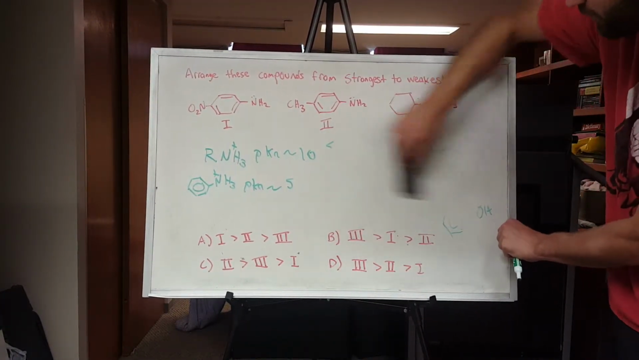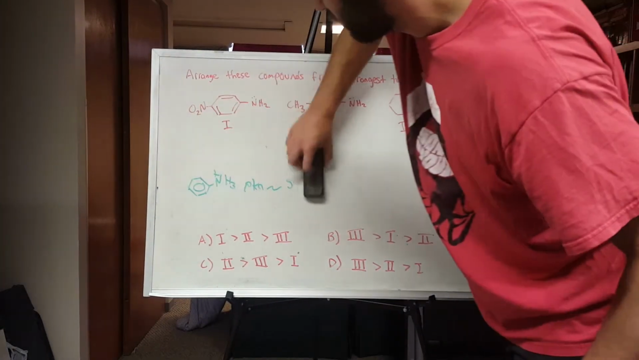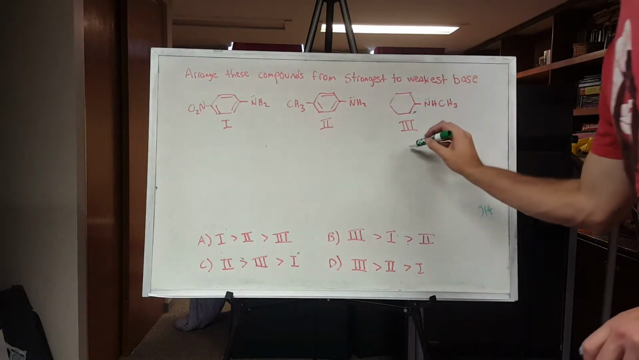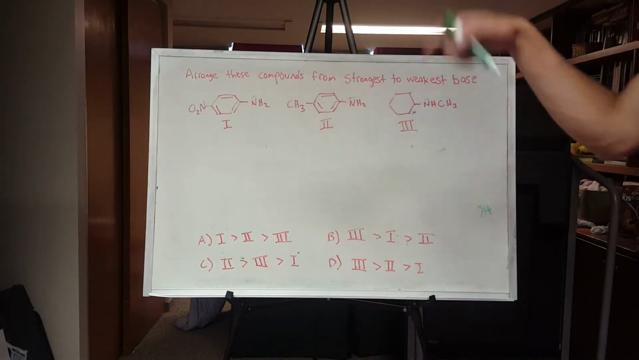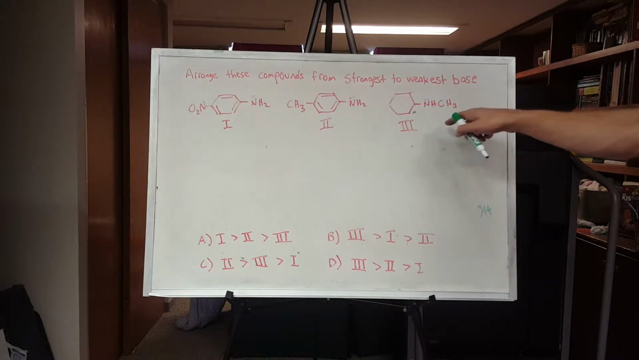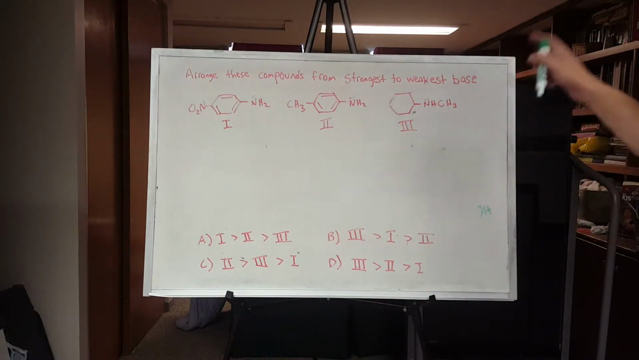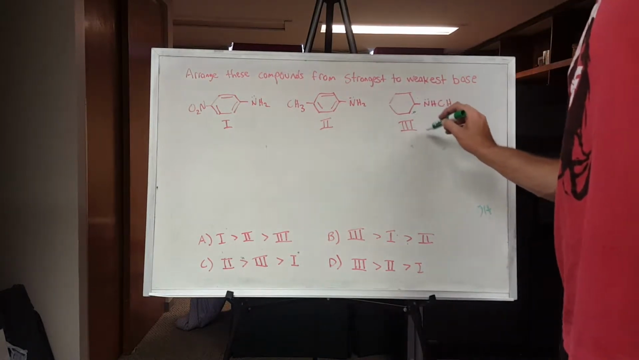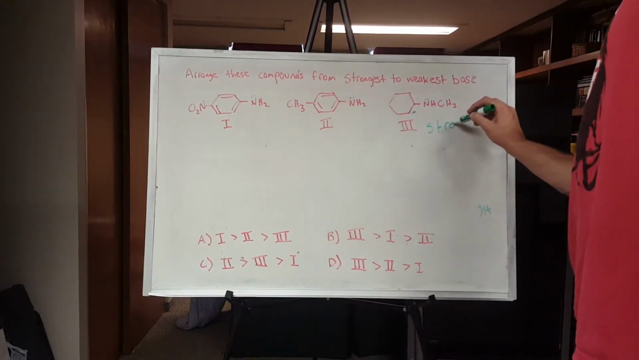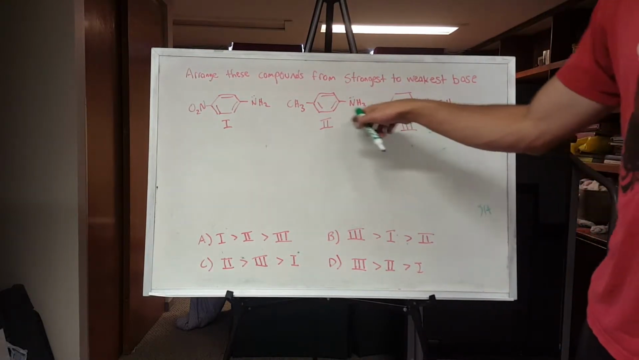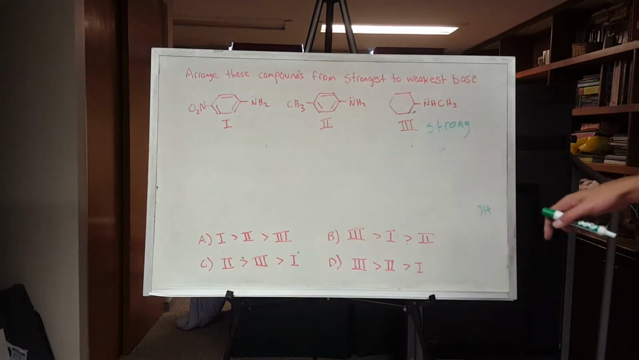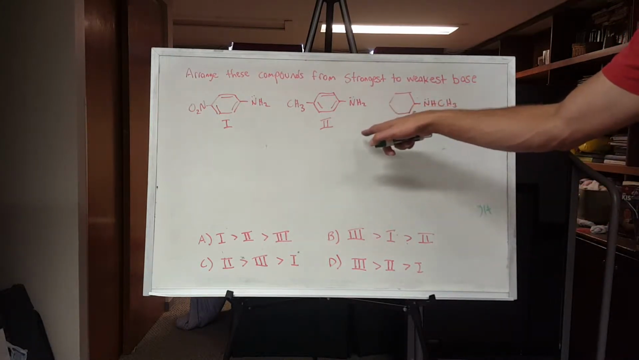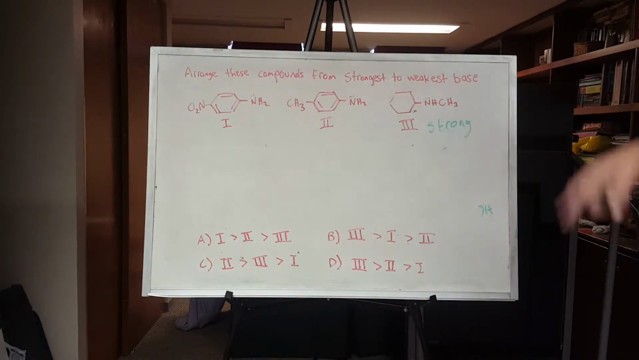I'm just going to erase these tables. I need some room. So basically, we know this guy's going to be around this. Let's see, this conjugate acid is the weakest, so the strongest base is going to be 3, right? And so these guys, now we got to compare these two. We know they're both going to be weaker bases than this guy, but we got to compare them to each other.